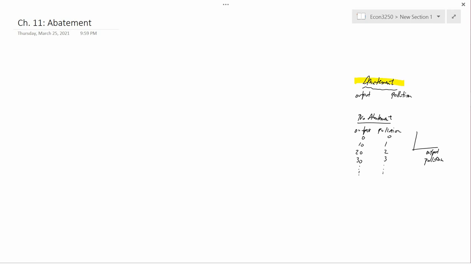So abatement means a pollution reduction technology, which means that, for example, the firm might keep output at 10. If it chose not to abate pollution, then the pollution level would be 1. But if it chose to abate pollution, the pollution might go down to, let's say, 3/4. Or if it decided to work even harder at abatement, then pollution might go down to 1/2. So now there's a difference between output and pollution. There's not this fixed link anymore between output and pollution. Abatement is going to be costly, and that's the next thing we're going to study.